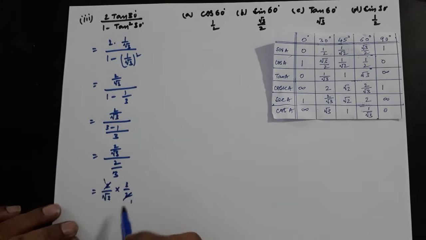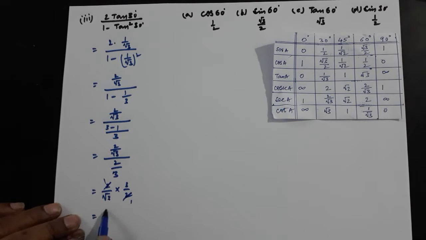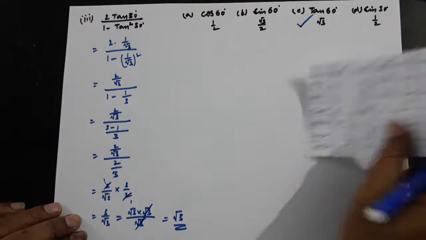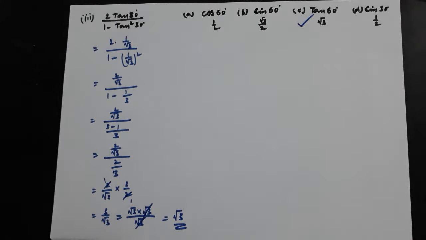2 ones, 2 ones. So 3 by root 3. 3 we can write as root 3 into root 3. So root 3 into root 3 by root 3. So root 3 gone, root 3. So the answer is root 3. So which one is correct? Option C. Okay.